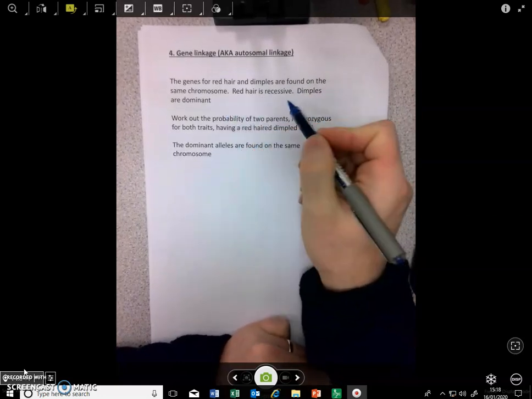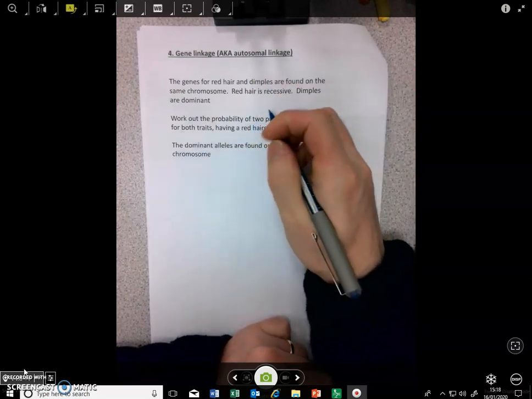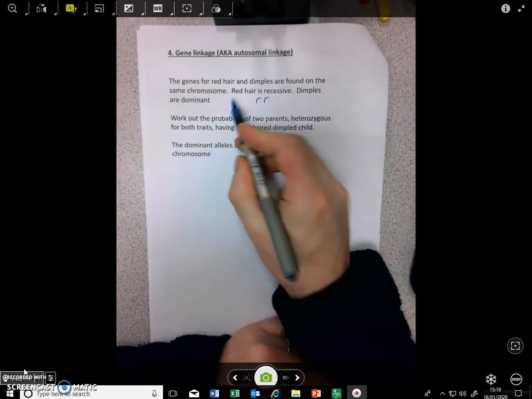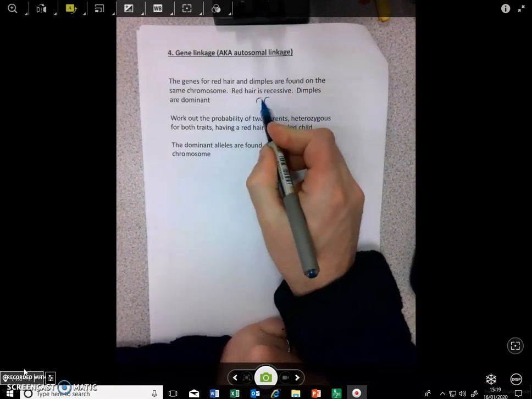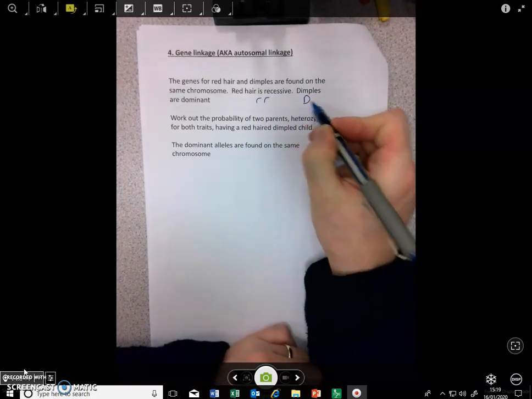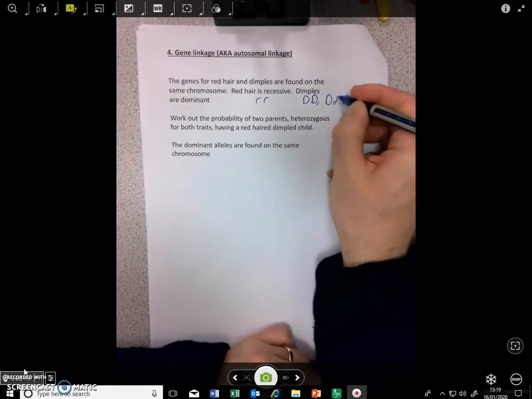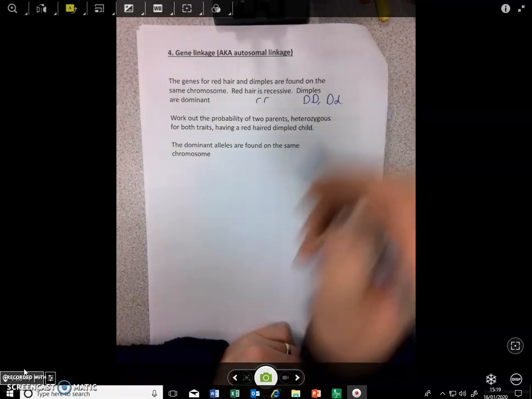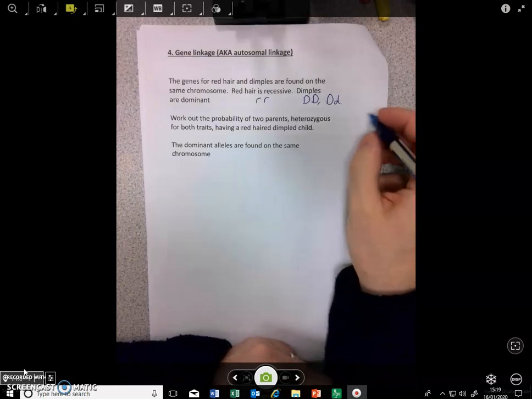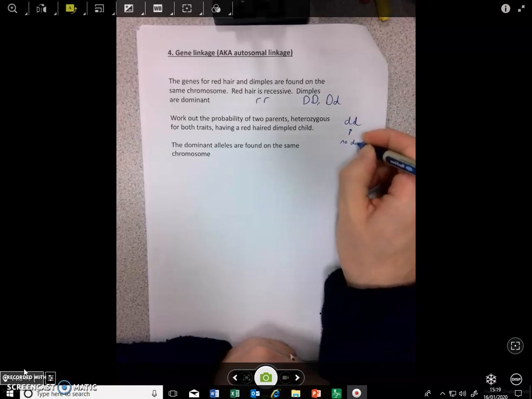Now, we've got red hair and dimples found on the same chromosome, and red hair is recessive. So let's come up with some notation for this. I'm going to choose lowercase r to represent the alleles for red hair. So if you had that genotype, you would have red hair. Now, dimples are dominant, so let's go with capital D for dimples, which means that they will have dimples. Now, that means that in order to have no dimples, you need to be homozygous recessive. So that is the genotype for no dimples.